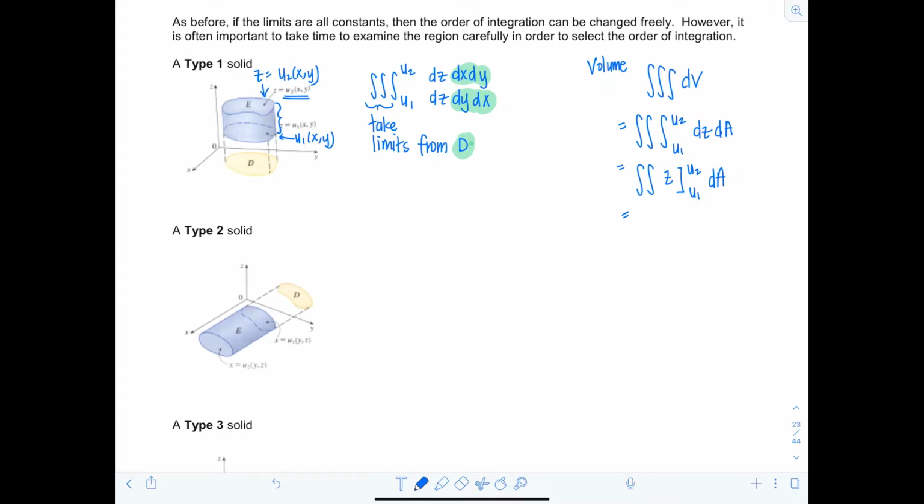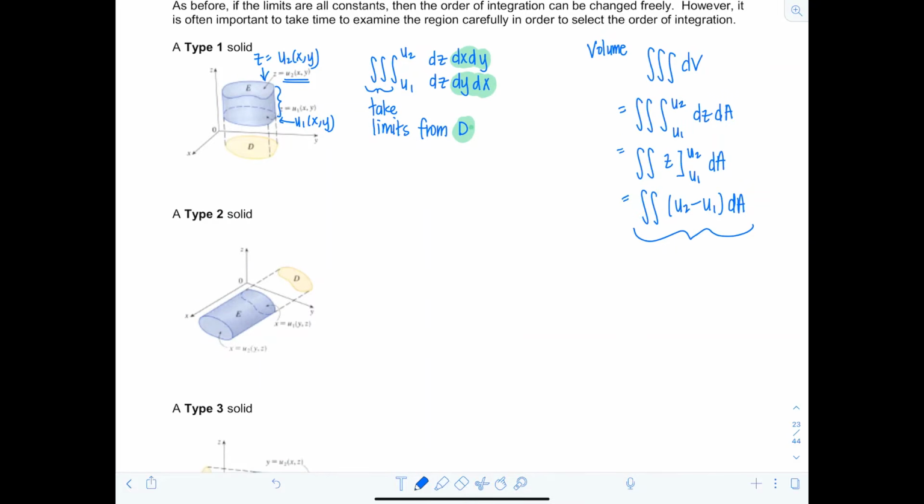dA. And then, like I said, the difference in those two values gives you the height, right? And if I substitute them in for z, that's precisely what I get. And then that's a familiar double integral.